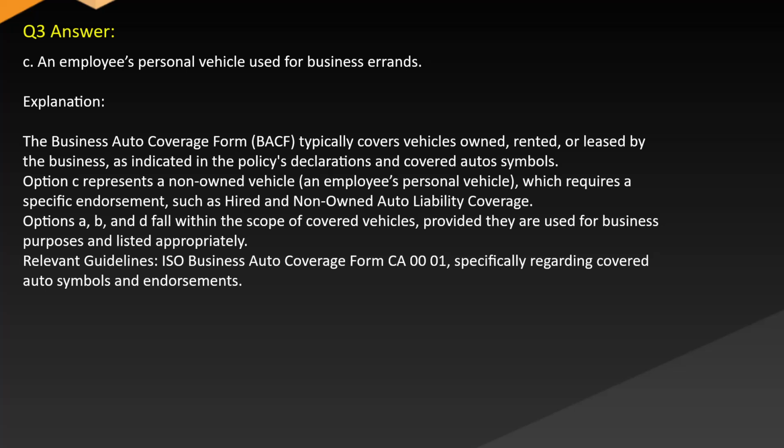Option C represents a non-owned vehicle, an employee's personal vehicle, which requires a specific endorsement, such as hired and non-owned auto liability coverage. Options A, B, and D fall within the scope of covered vehicles, provided they are used for business purposes and listed appropriately. Relevant guidelines: ISO Business Auto Coverage Form CA 01, specifically regarding covered auto symbols and endorsements.